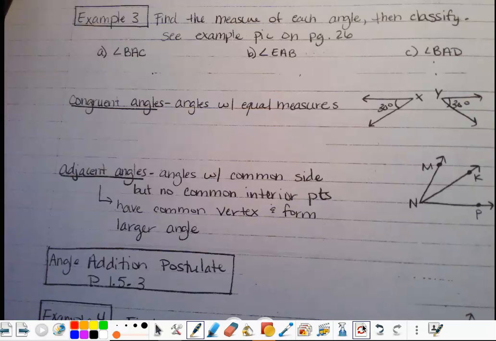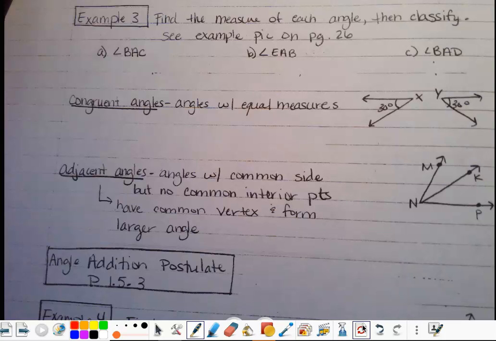Which page again? 26. All right, so page 26. What is the measure of angle BAC? Hold on.